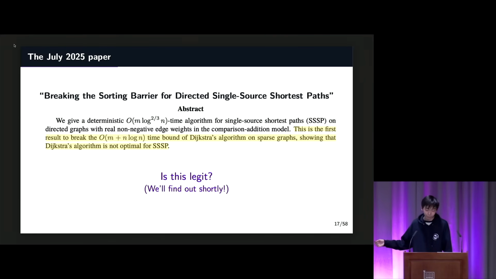Now, when this paper came out, a fair portion of people have suspected the legitimacy of this result. What is this algorithm really doing? Well, we'll find out right now.